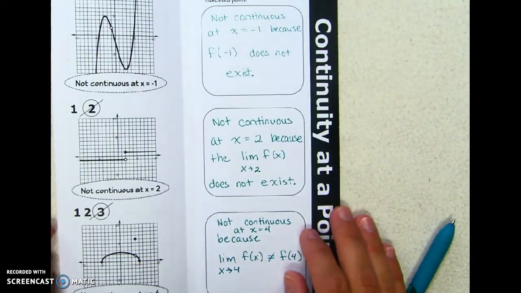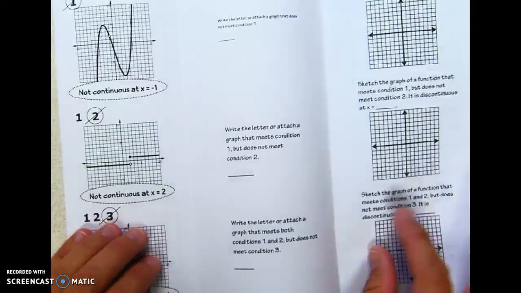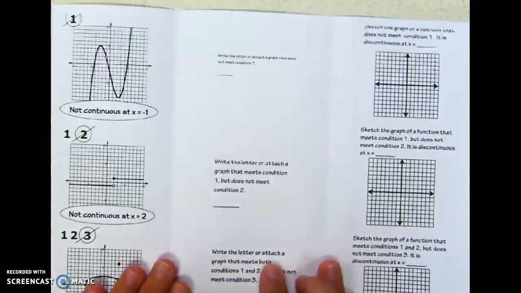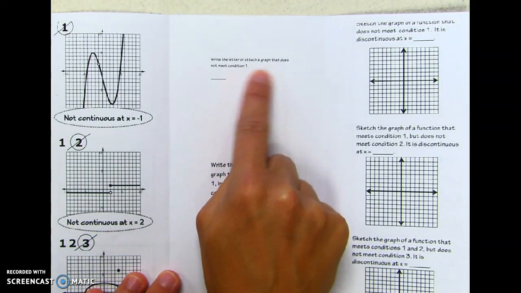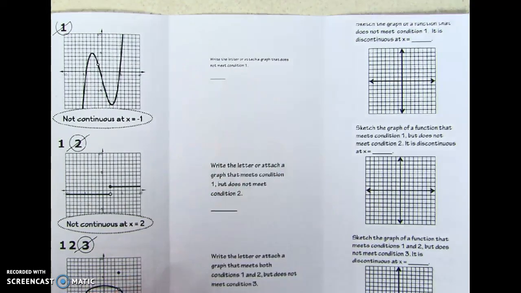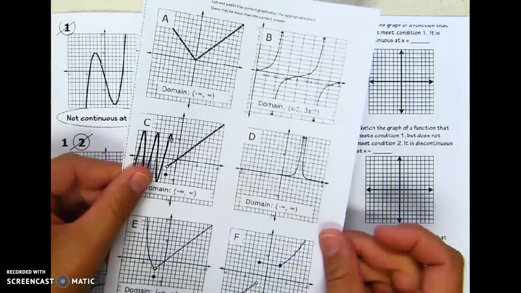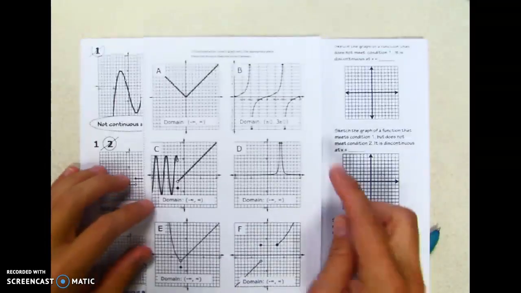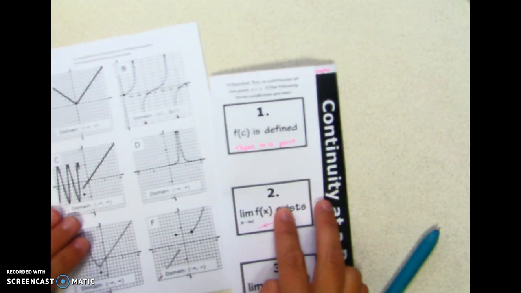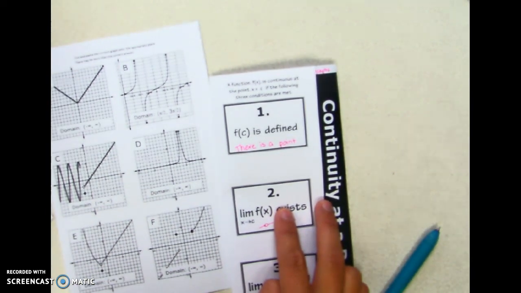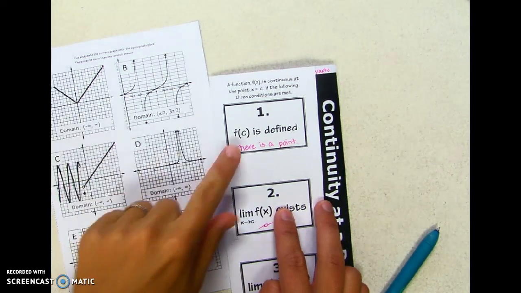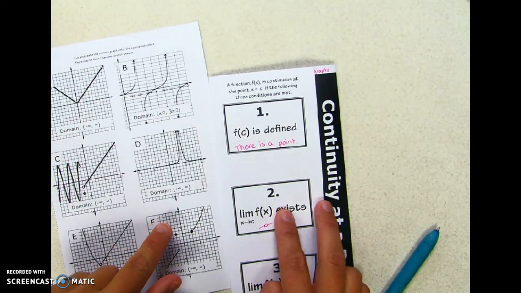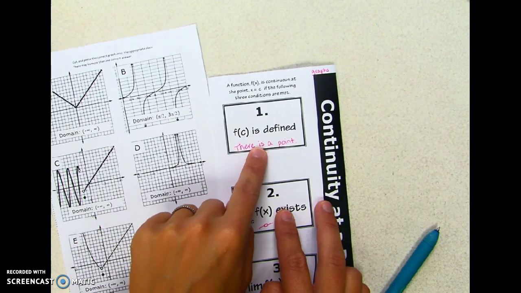That could actually be like the introductory lesson right there. Now, what is going on here? Open it up. Write the letter or attach a graph that does not meet condition 1. Okay, so you should also have this, and I didn't forewarn you, you need scissors and glue. So out of these, which one does not meet condition 1? Condition 1 says f of c is defined. Oops, I'm out of focus, you guys. I apologize. Sorry, there you go. So which one of these graphs has a point that doesn't exist?